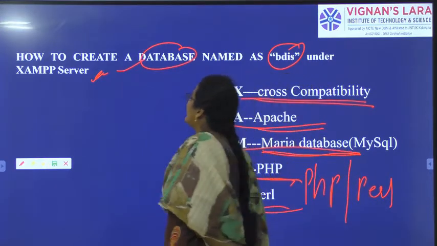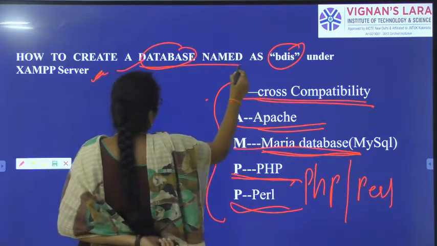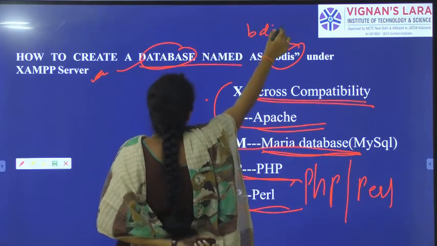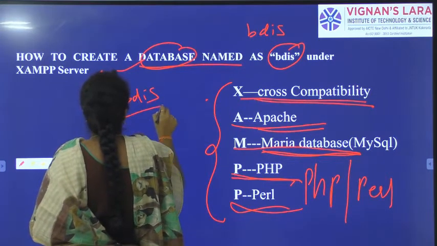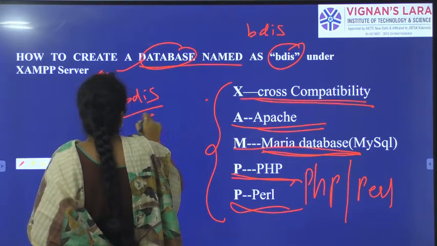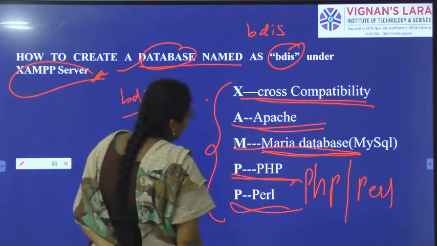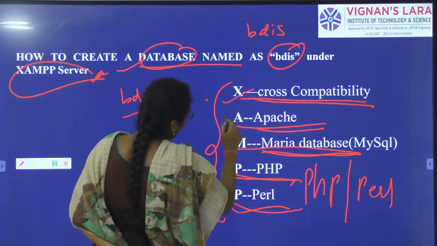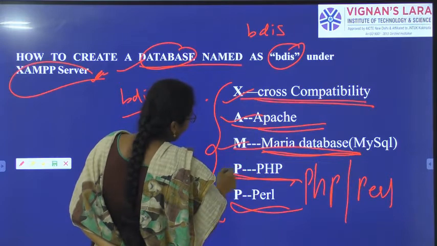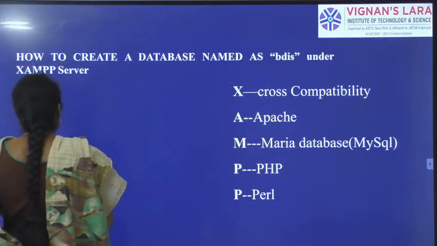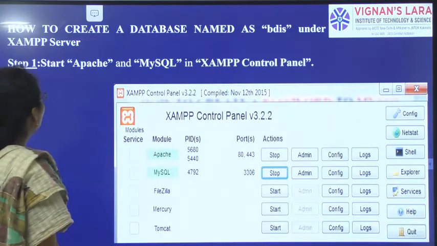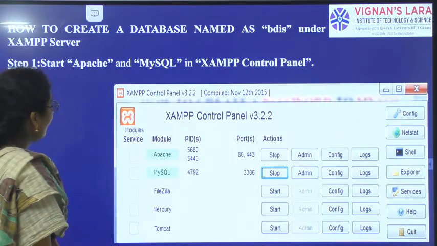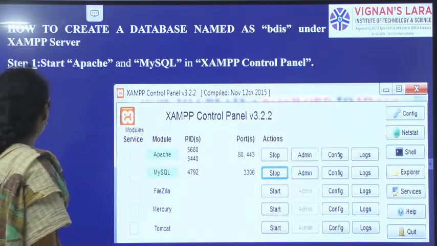So using this XAMPP server, you need to create a database named Blood Donor Information System. So BDIS, which is Blood Donor Information System, this database should be created using the XAMPP server, where XAMPP stands for cross compatibility, Apache, MySQL database, PHP and Perl. So let us see. First step, you have to start Apache and MySQL.